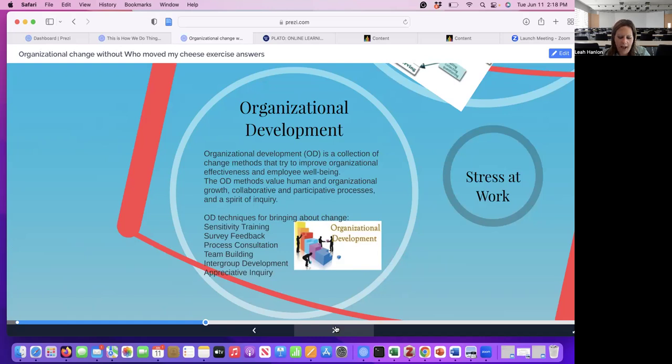Team building. There's a high interaction among team members to increase trust and openness. Intergroup development. This is organizational development efforts to change the attitudes, stereotypes, and perceptions that groups have of each other. And lastly, appreciative inquiry. This is an approach that seeks to identify the unique qualities and special strengths of organizations, which they can be built on to improve performance.